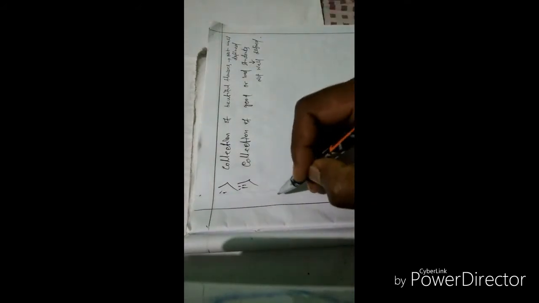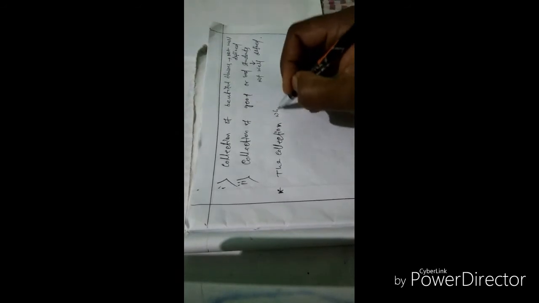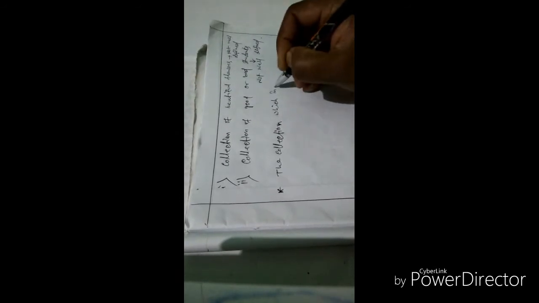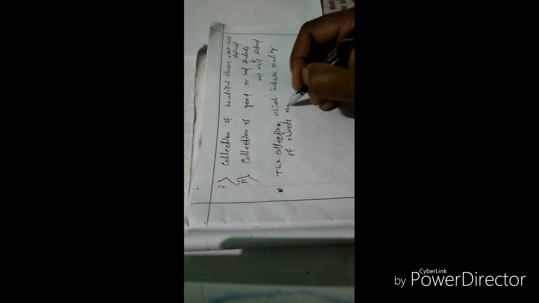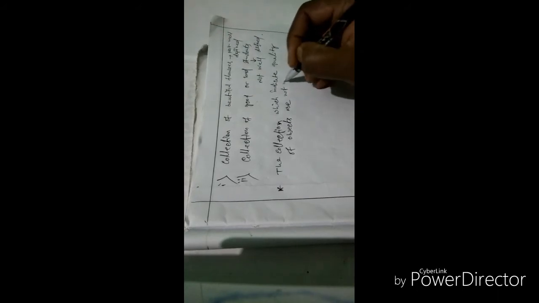So star mark: the collection which indicates quality of objects is not well defined, that is, not a set.